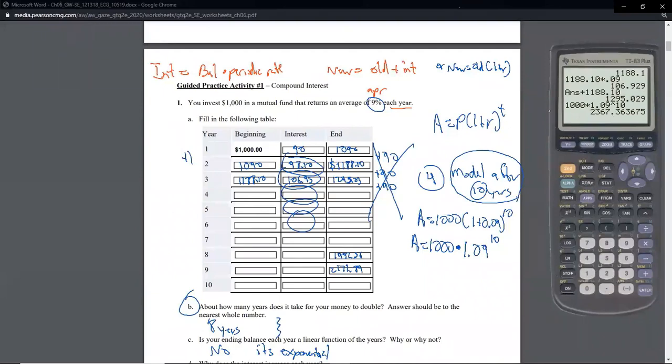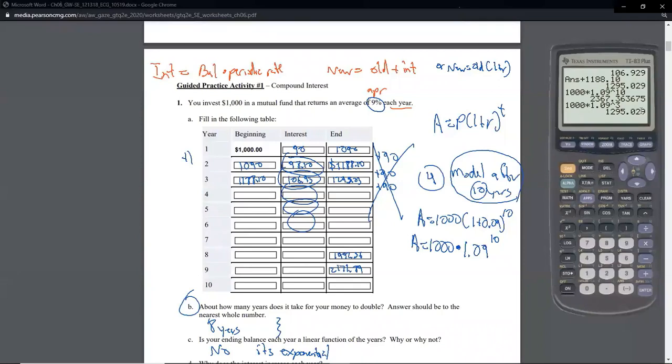Now, maybe you don't trust this formula. Well, we did show it iteratively for years 1, 2, and 3. So let's see if we can confirm year 3's amount. That just means change the exponent to a 3. So 1,000 times 1.09 raised to the third power. And we get 1295.03. Look at that, 1295.03. So this formula does, in fact, work.